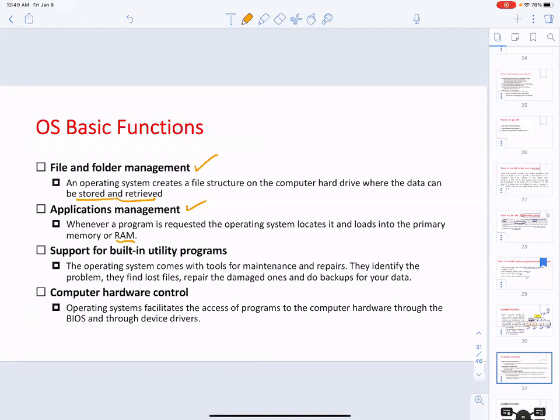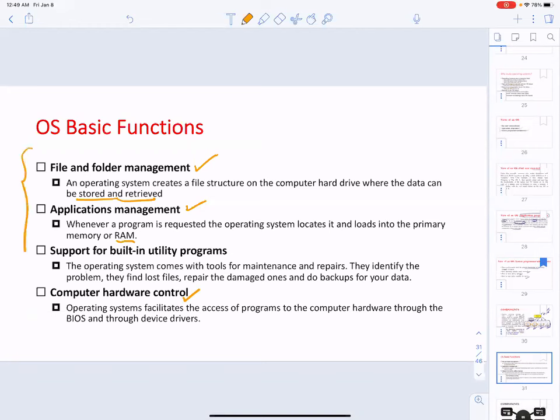Also, one other basic function of an operating system is to control the hardware. So the operating system is mandatory to facilitate the access of the programs to the computer hardware. This will be done through the BIOS and also through other device drivers.